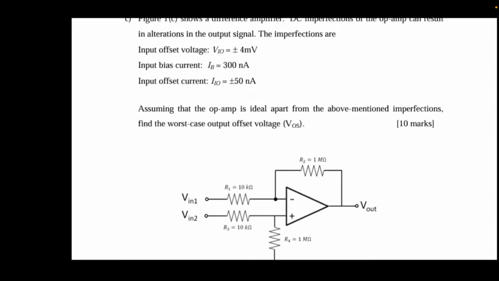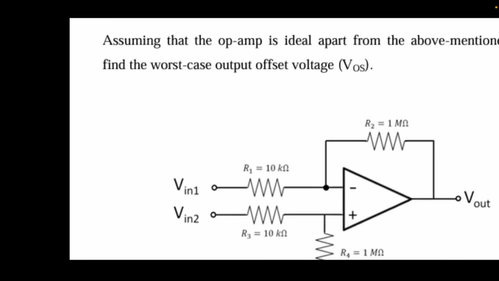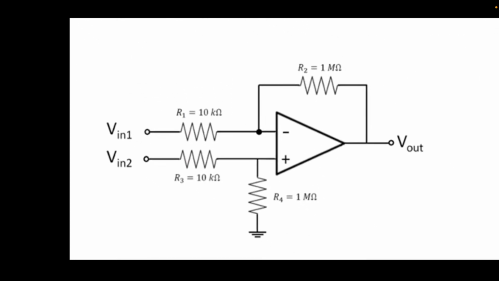Let's start with the input offset voltage. So I'll redraw the circuit. We have an op-amp, and we have an input offset voltage just at the positive terminal. Conventionally, we put the input offset voltage at the positive terminal, and that comes before any of the resistances that we have attached. So we would have seen from the example that we have two resistors and then two resistors on the top.